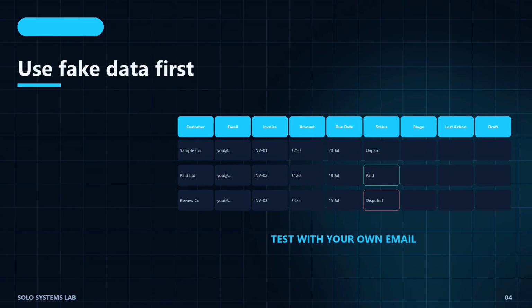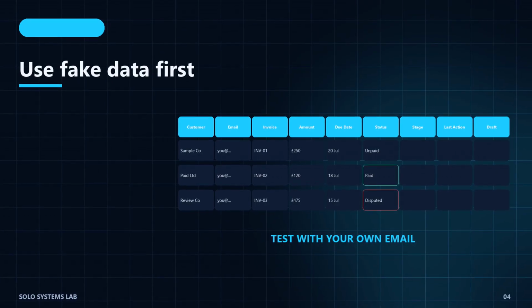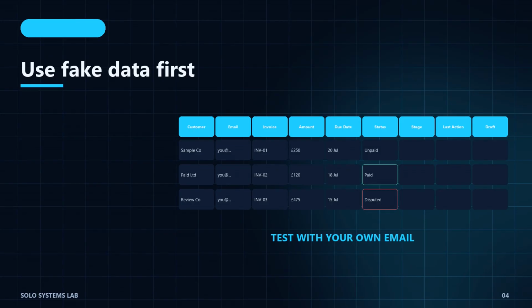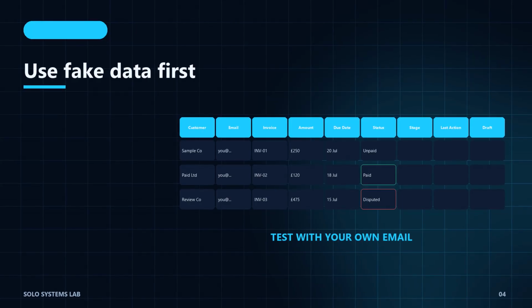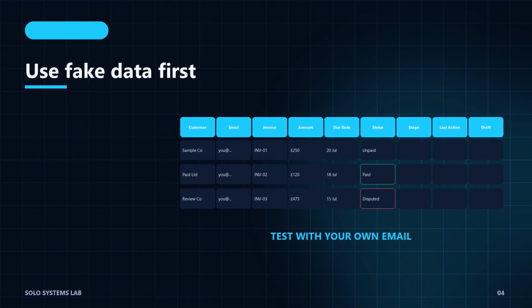Before adding real customers, create 3 test rows using email addresses you control. Make 1 invoice unpaid and overdue, 1 paid, and 1 disputed. The expected result is simple: only the unpaid row should produce a draft. This tiny test catches the most dangerous class of mistake, contacting someone who should not be contacted. During development, never use a customer email address.